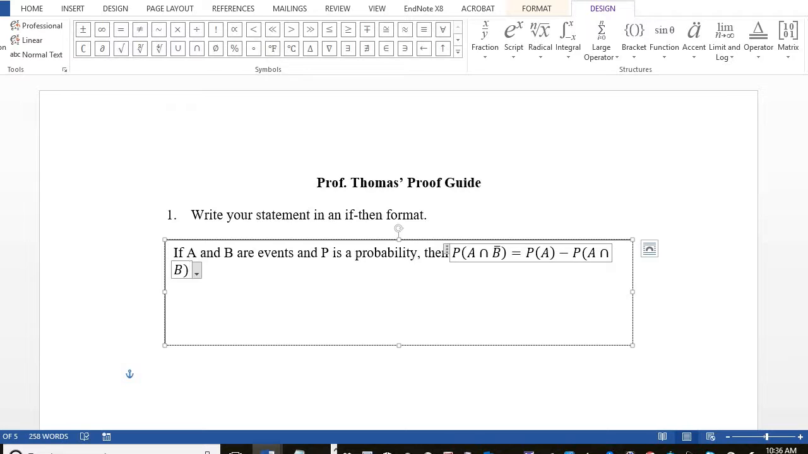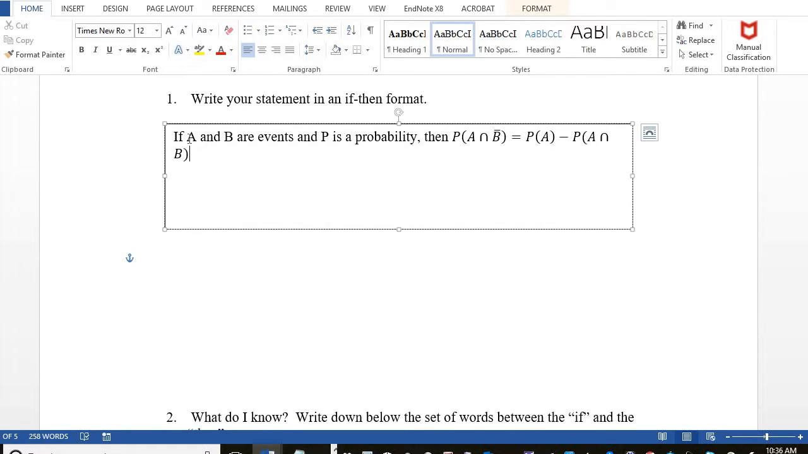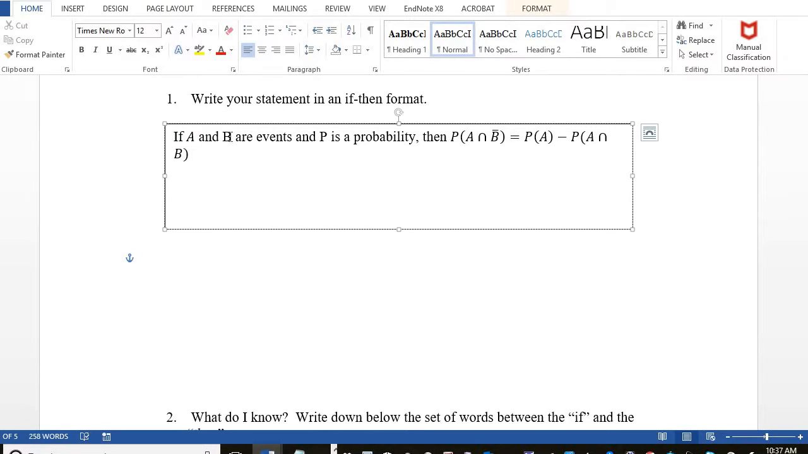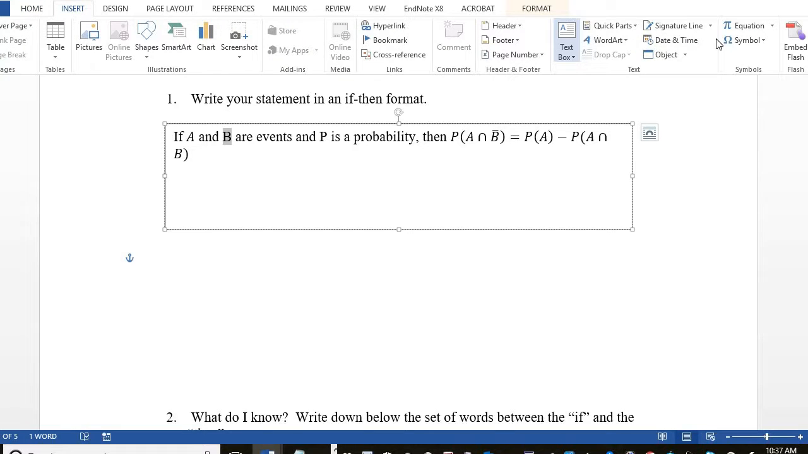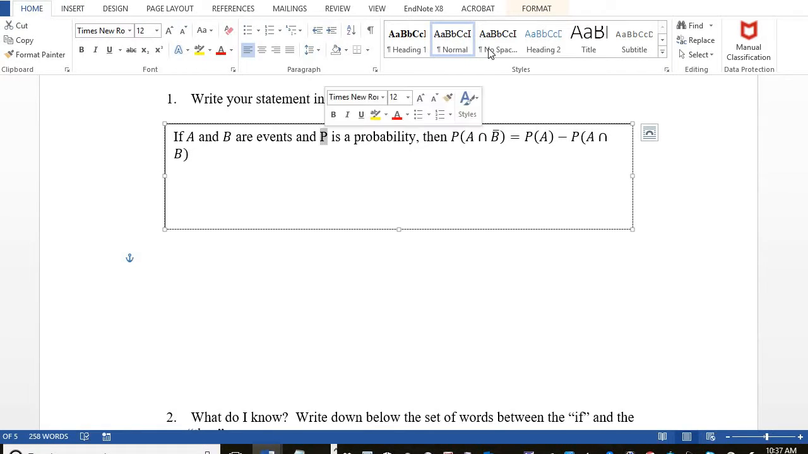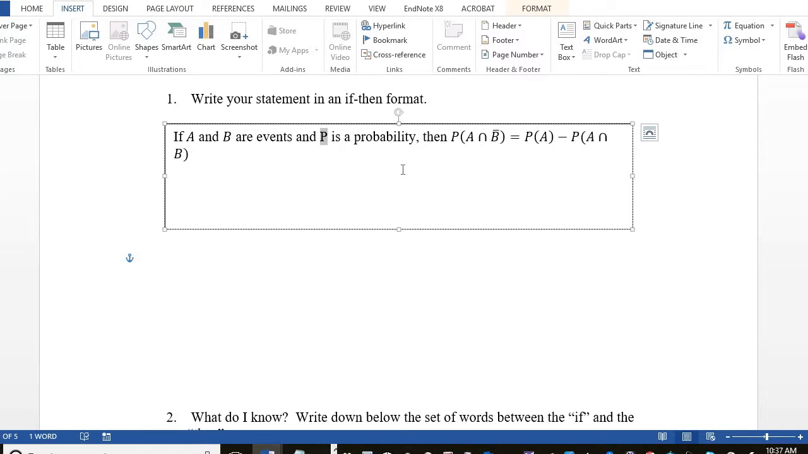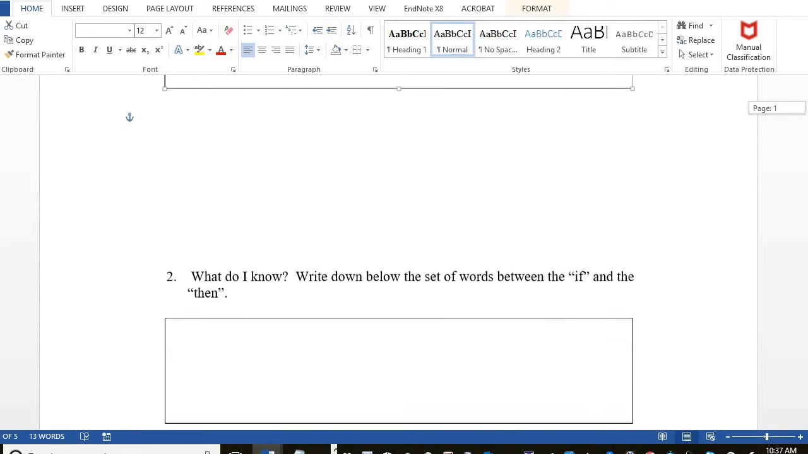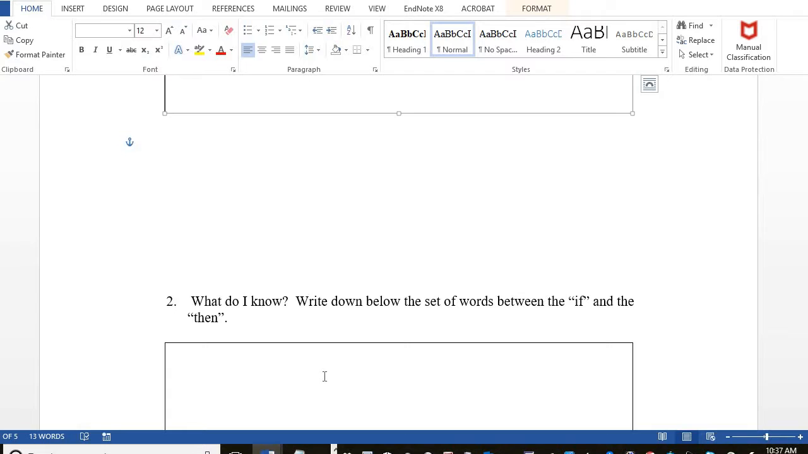Okay, so this part here, you try to make it as verbose as possible so that you can pull out as much as you can, because the more information you have there, the more puzzle pieces you have at your disposal. Right, so anything between the if and the then, that's your know. That's what you got. And what you know is A and B are events, which are just subsets of the sample space, and you know that P is a probability.